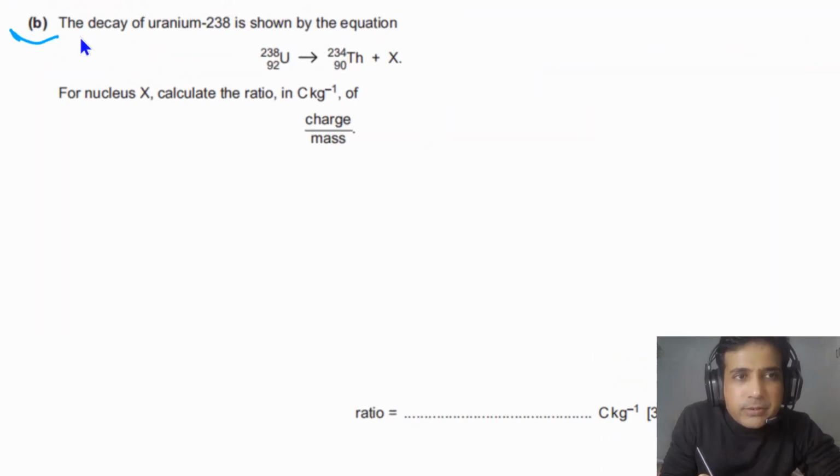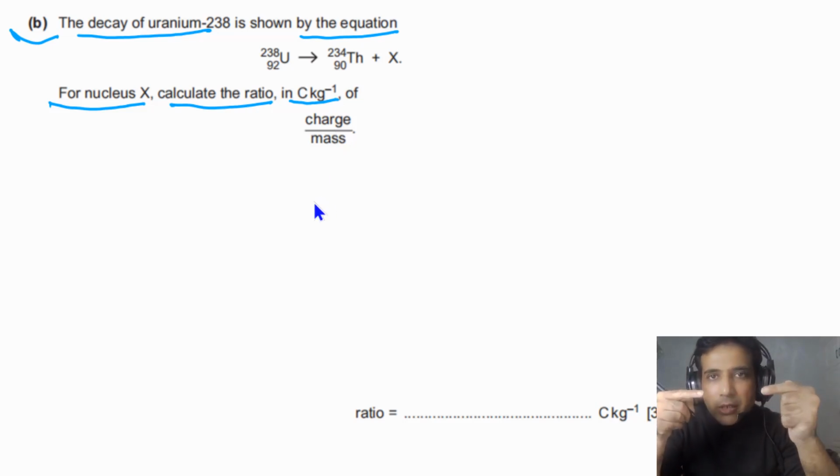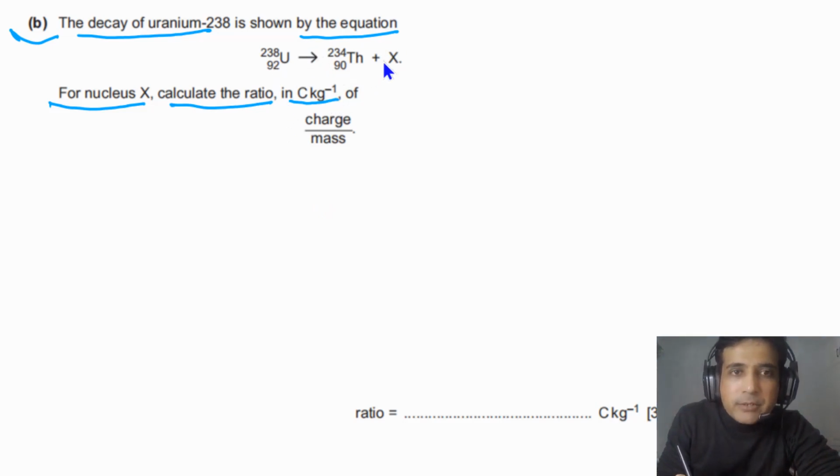For part B, it is given to us that the decay of uranium-238 is shown by the equation. For nucleus X, we need to calculate the ratio, in coulombs per kilogram, of charge over mass. It means we need to calculate the charge over mass ratio, and our answer has to be in coulombs per kilogram. So first of all, let's try to understand this nucleus X.